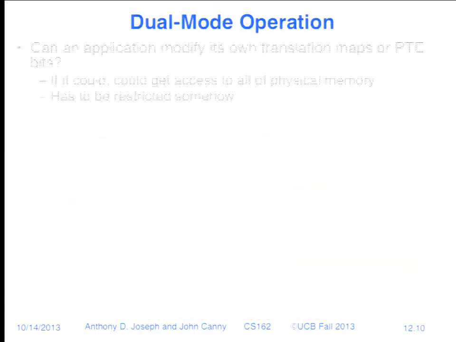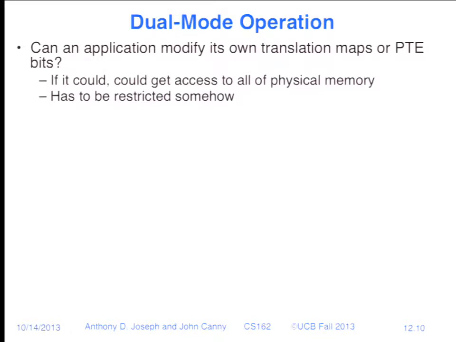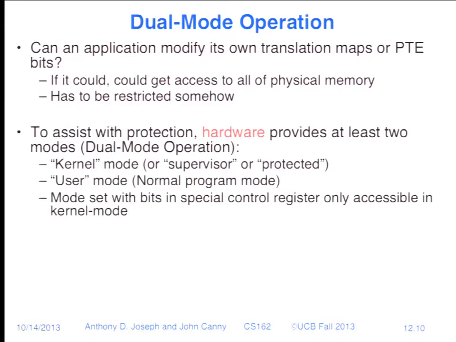So dual mode operation is about setting safety boundaries between what the kernel can do and what user code can do. So for instance, is it a good idea for applications to modify their translation maps or page table entries? Well, the answer's already there, sorry. So obviously not, because you'd be able to set access to pages that the operating system hasn't assigned you, and often can be pages that belong to other processes. All right.